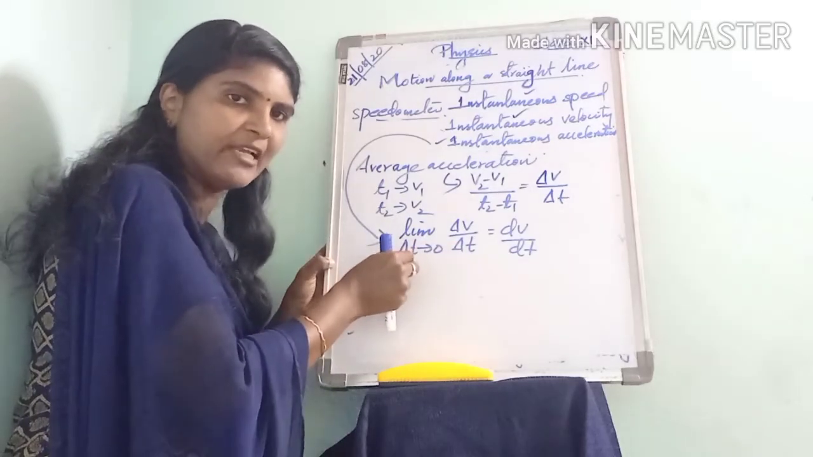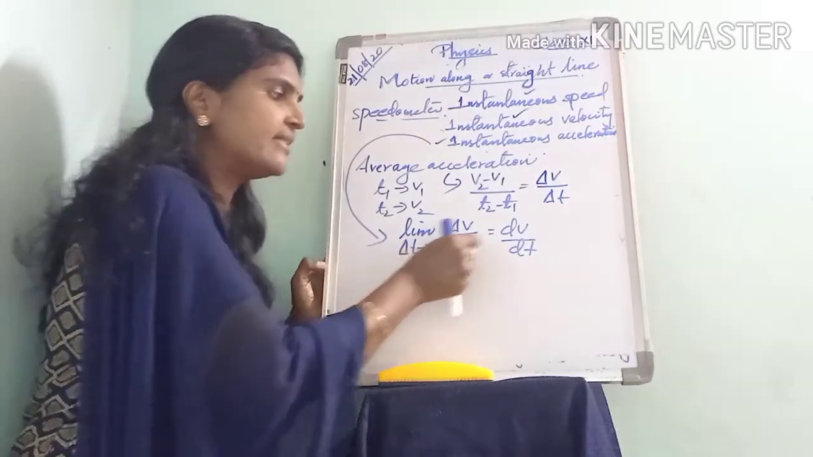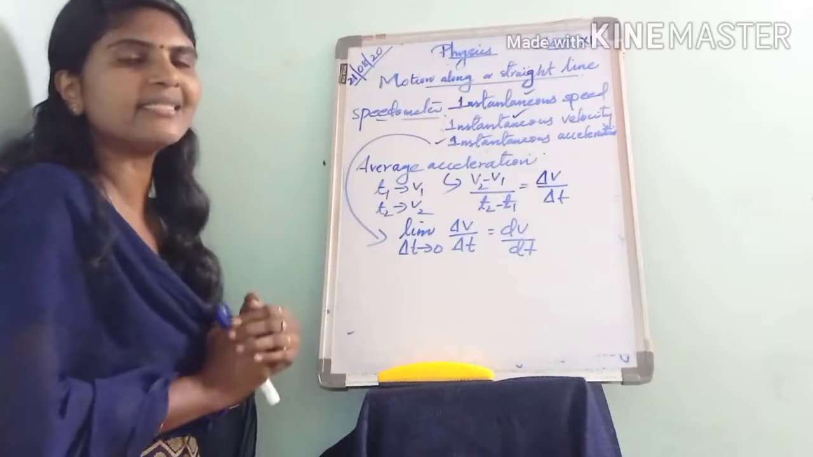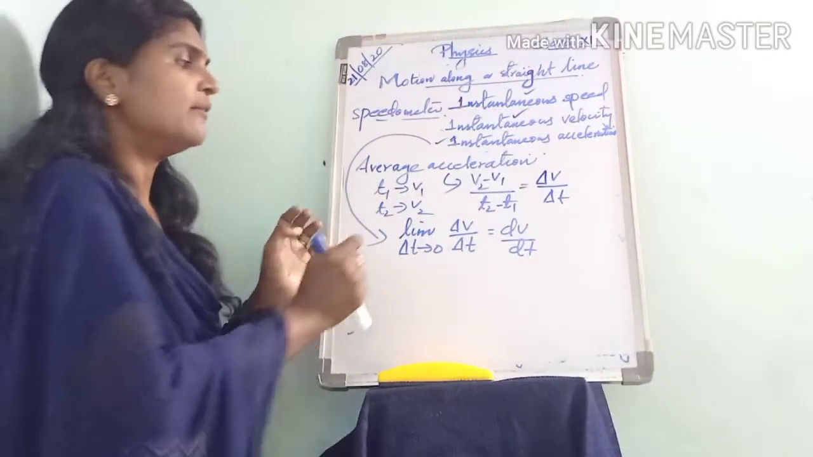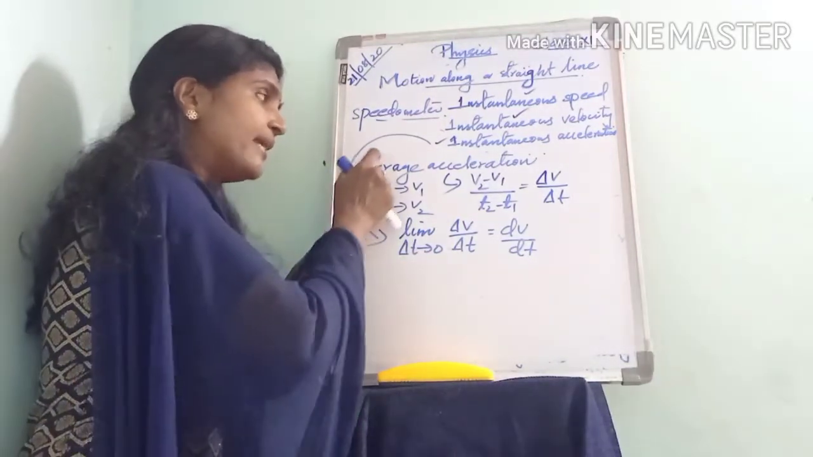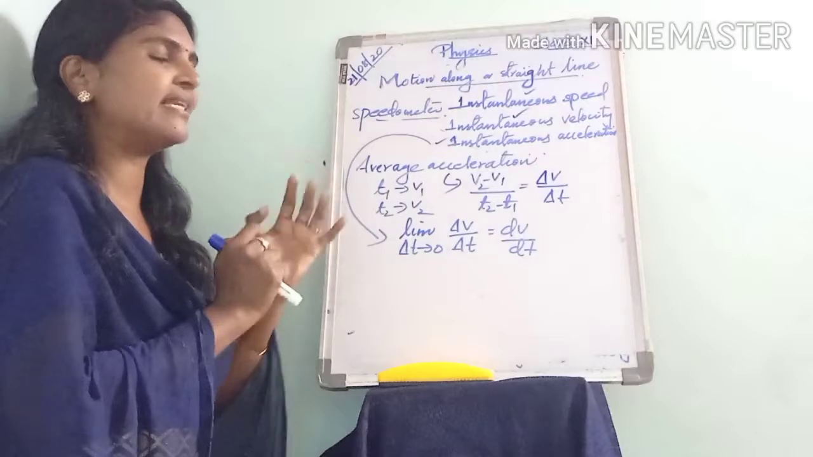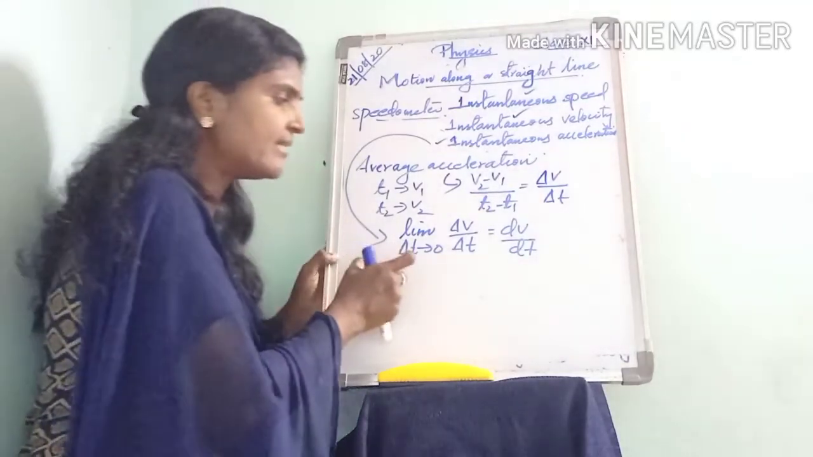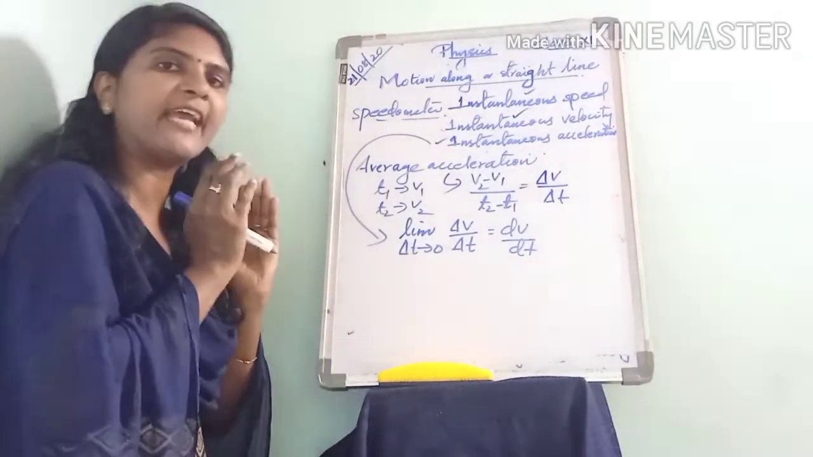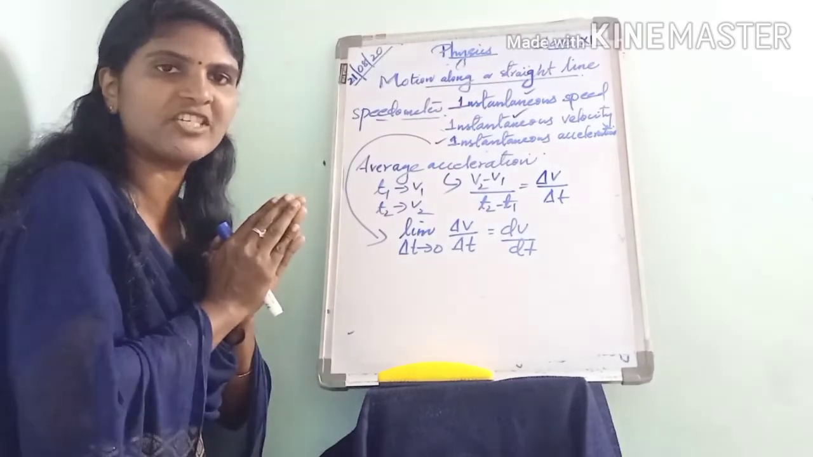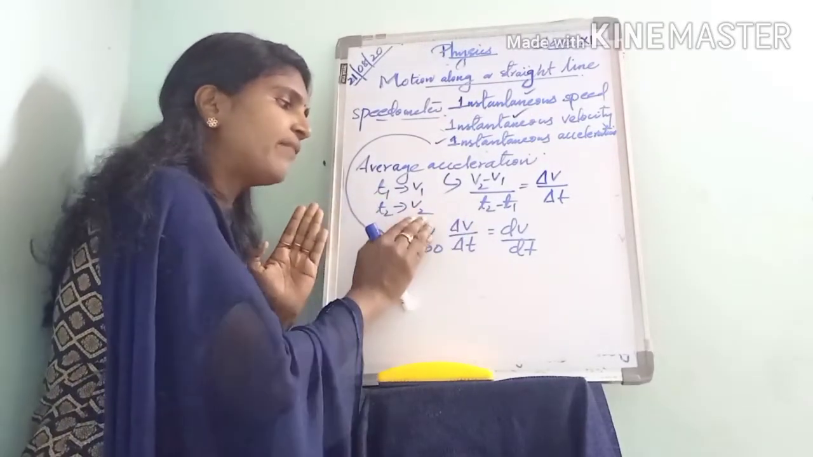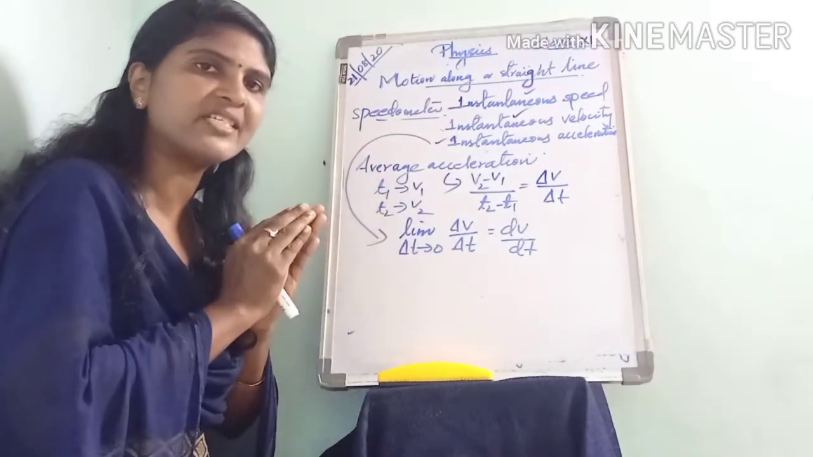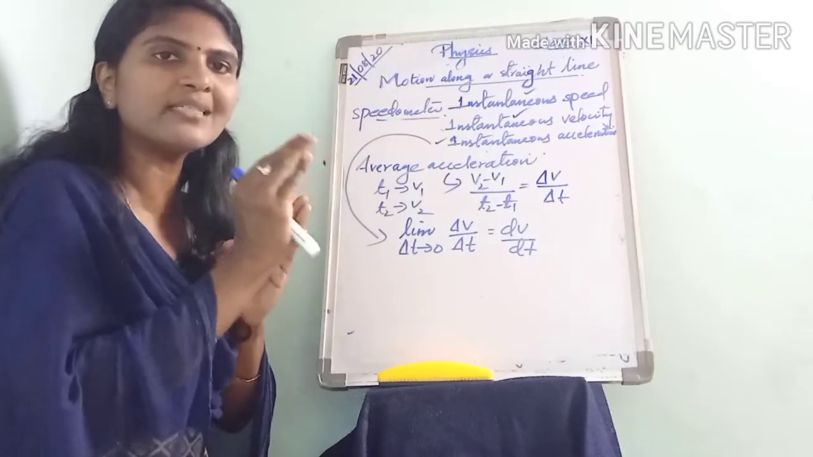Our limiting value of average acceleration is equal to the instantaneous acceleration. Okay, so what is instantaneous acceleration? The acceleration at a particular instant of time is called the instantaneous acceleration. Then how can we measure this instantaneous acceleration? It is measured as the limiting value of average acceleration when delta t approaches 0.